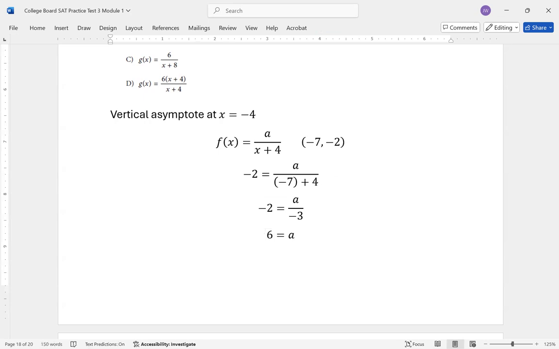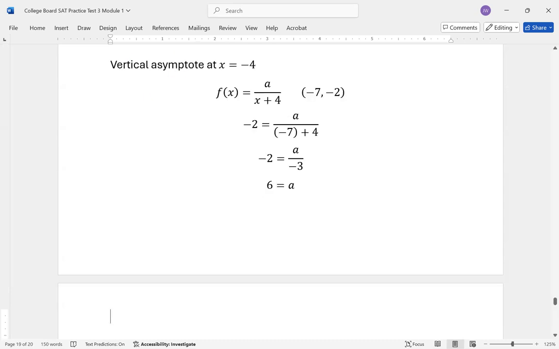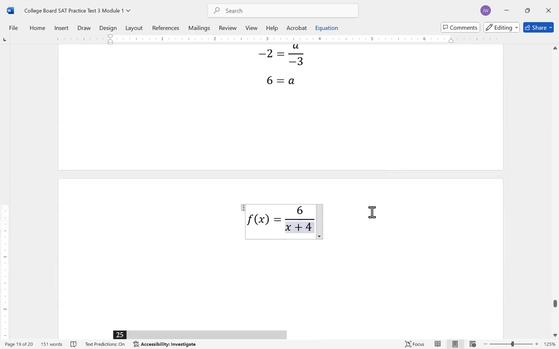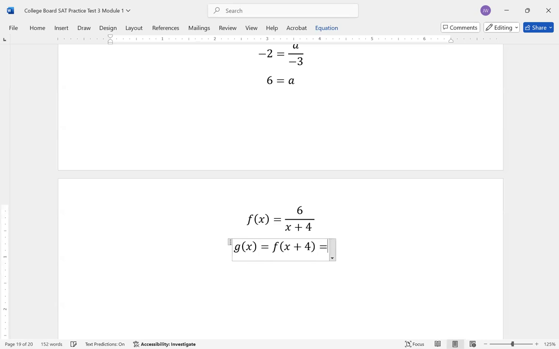So this tells me what my f of x is. My f of x is going to be equal to 6 divided by x plus 4. So that's what f of x is. Now the question was looking for g of x. So let's be very clear. G of x is equal to f of x plus 4. That's what the function gave me.